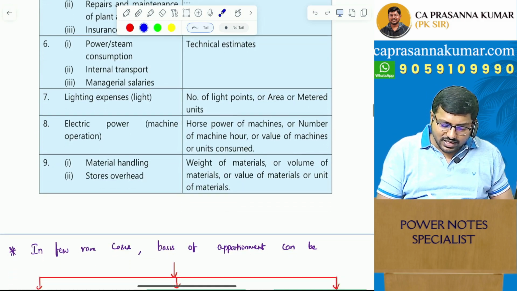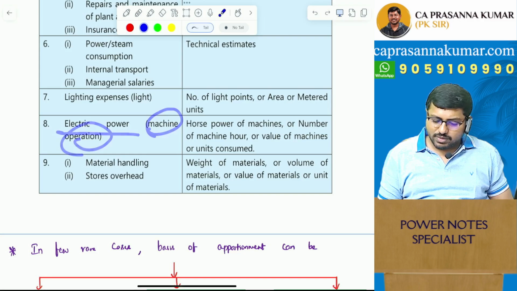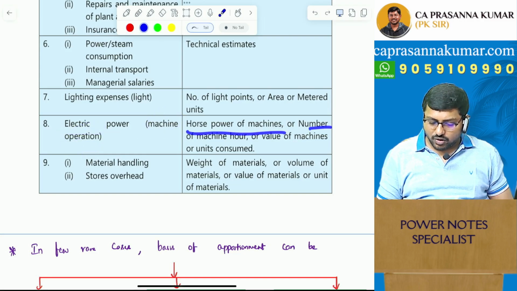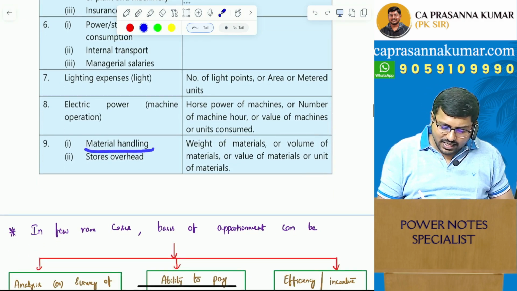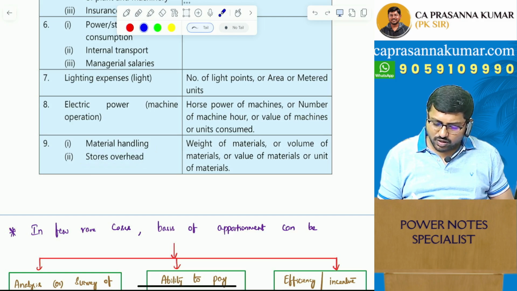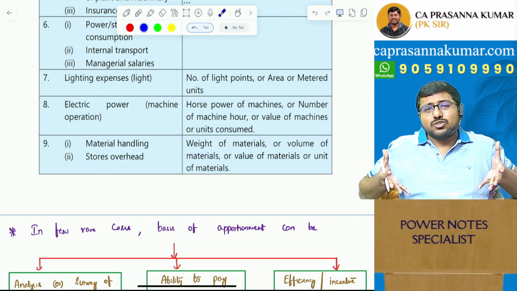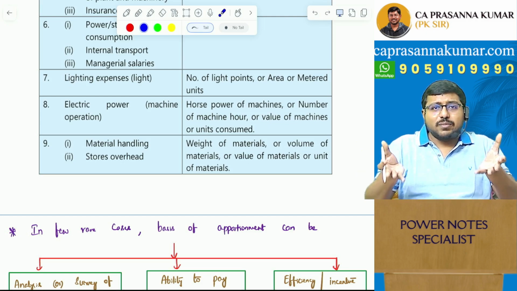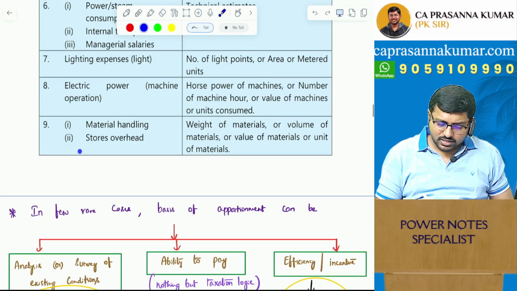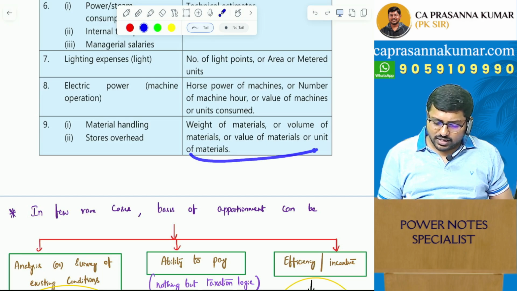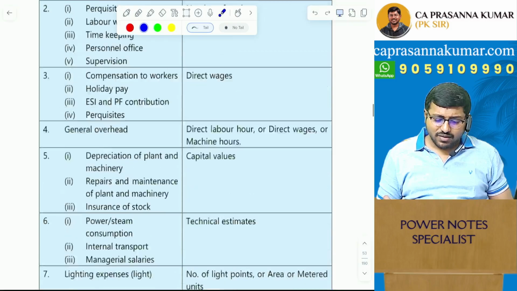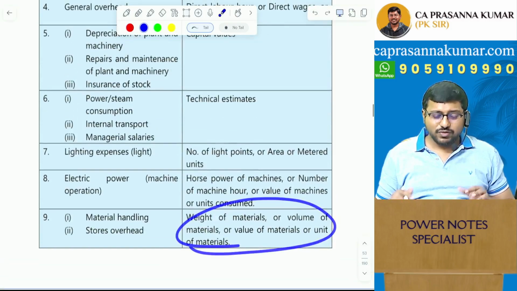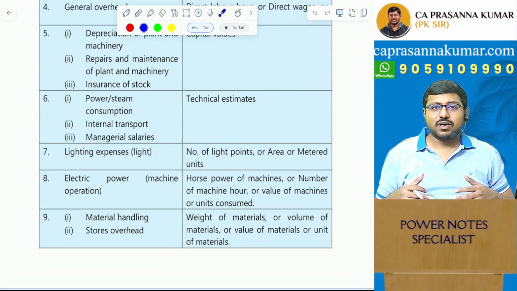Next, electric power for machine operation. This will be based on horsepower of the machine or number of machine hours or value of machines or units consumed. Again, depending upon the data. Next, material handling or stores overhead. This will be based on the weight of the materials, because how much weight of materials you have, that much the labor has to handle, and that much will be the cost. Correct? Same goes with stores overhead as well. Now this you have got to remember, Nana. Usually if it is a normal regular class or exam oriented batch, I have told you we will discuss this particular page itself for at least like 30 minutes.